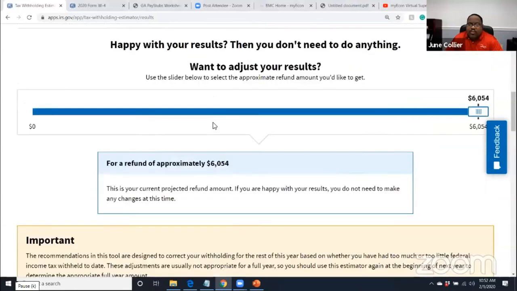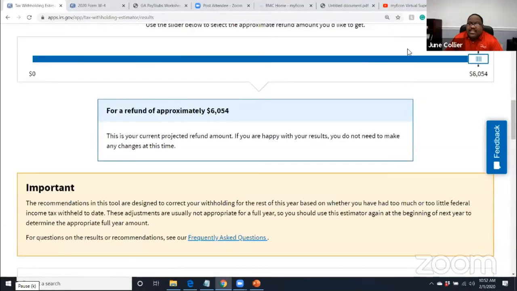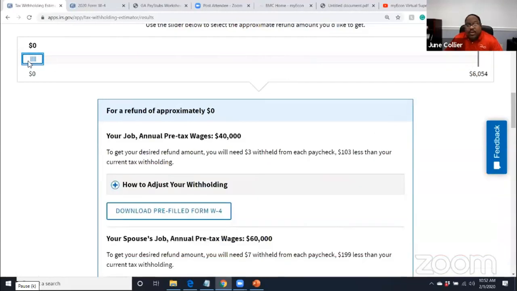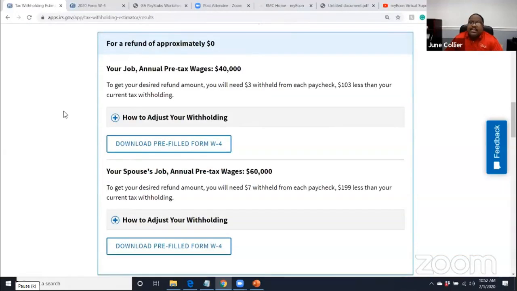So what we're going to do is we're going to scroll down, and there's this slider here, and the slider says if you want to get a big refund, just leave it as is. You don't have to do anything. But we know better now in my econ. So we want to not owe the government or overpay the government any money. So we slide this bad boy over to 0. And now a box pops open and it tells us what we need to do in order to change our form. And so for the husband, who earns $40,000, it tells him to get your desired refund amount, you will need $3 withheld from each paycheck, $103 less than your current tax withholding.